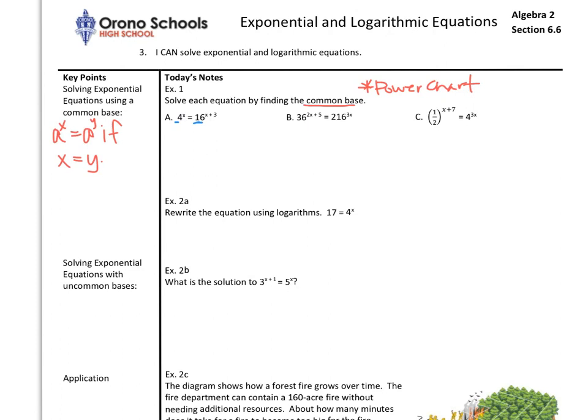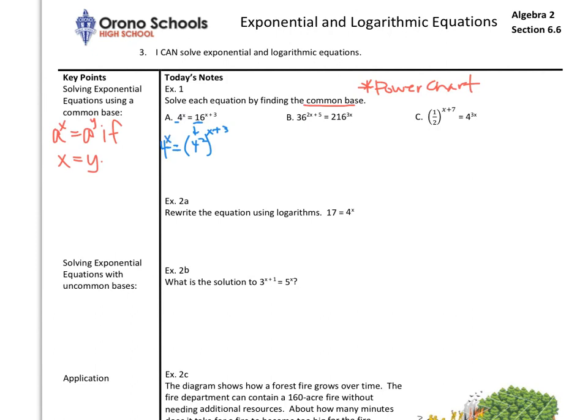Now we've done this before, and our goal is to make the big base become smaller. That way we don't change what the equation means, we just change what it looks like. I know that 16 can be rewritten as 4 squared. I didn't change the equation, I just changed what 16 looked like. And then I have to put it to the x plus 3 power. On the left, we already had 4 to the x power.